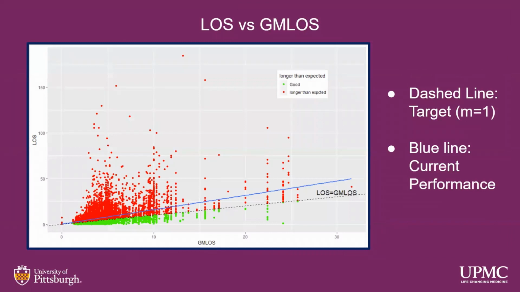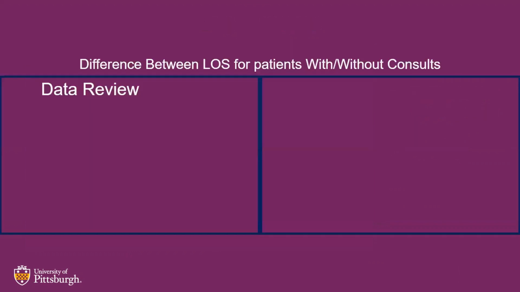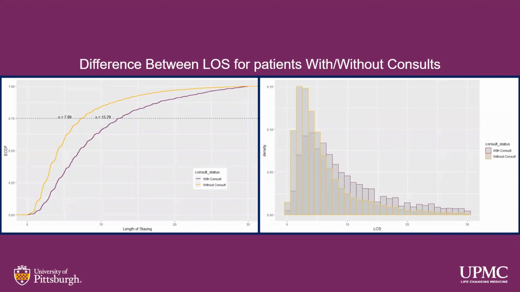From this graph, you can see the red point is sitting above the dashed line, which means the actual length of stay is longer than the geometric length of stay defined by CMS. Our goal is to reduce the length of stay to bring the blue regression line back to the dashed line. In this plot, the ECDF on the left shows the cumulative distribution of the length of stay, and it shows that in 75% of all cases, the group with a consult extended the length of stay to 2 times that of the group without a consult. The graph on the right shows the frequency distribution for the with and without consult groups, and also shows that no consult shortens the length of stay.